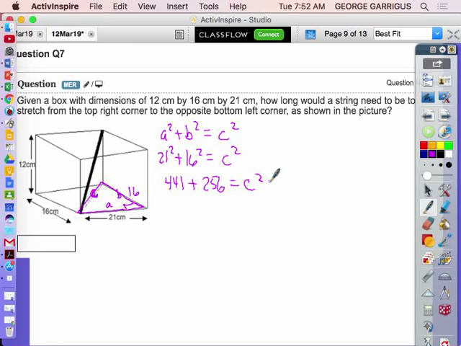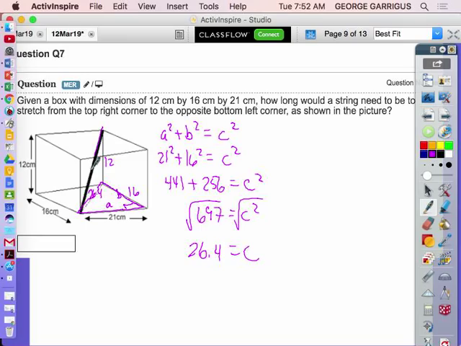Okay, let's add those together. We have 697 equals C squared. We're going to take the square root of both sides, and C is going to equal 26.4. Okay, now we have C, so I'm going to erase what I have for C here. I'm going to write 26.4, and then the height's 12.